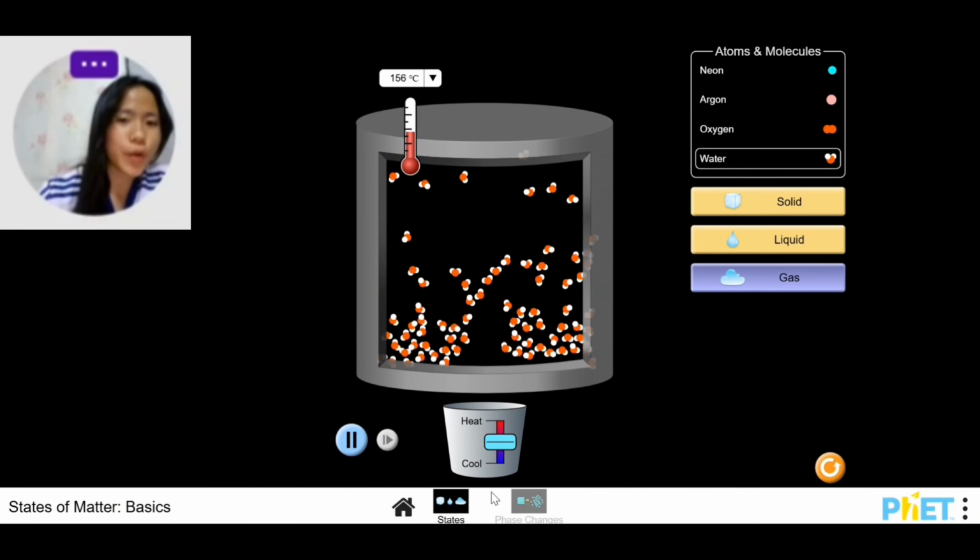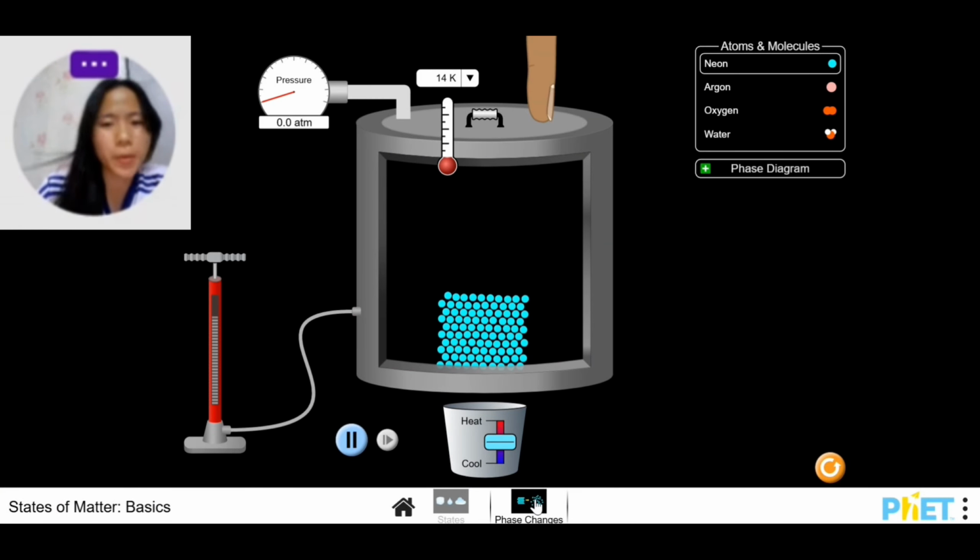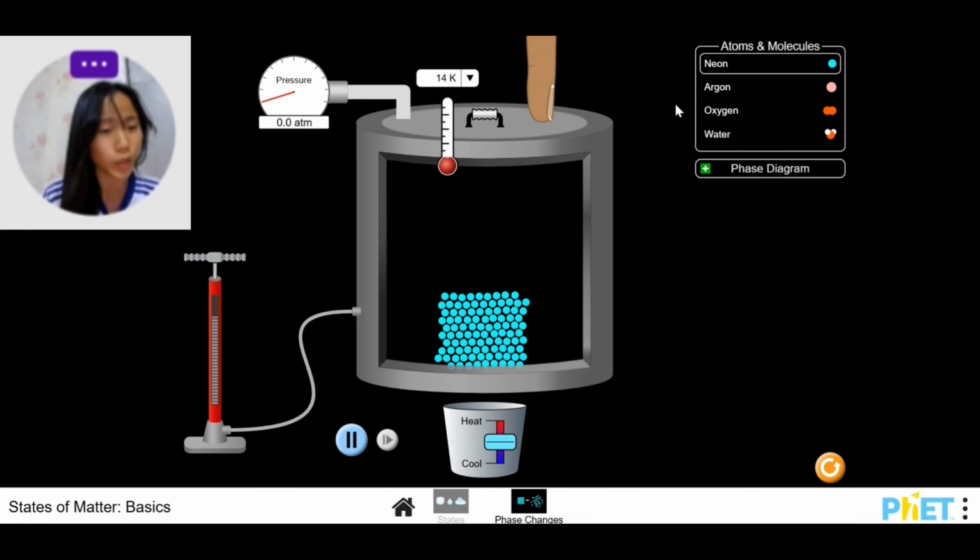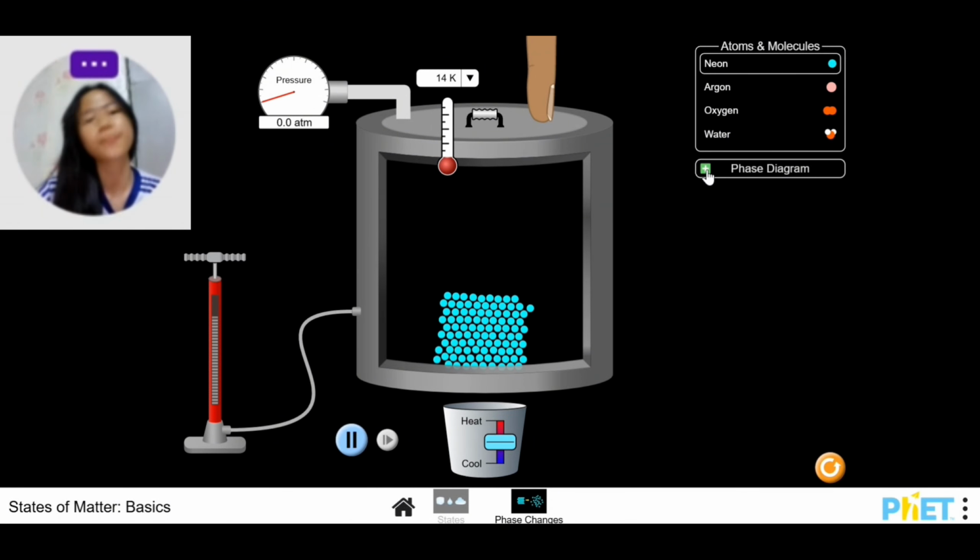So now I will take you through today's experiment, and we will be exploring the phase changes of substances using these interactive simulations. We will observe how temperature and pressure influence the state of matter and see the substances transition between solid, liquid, and gas. Let's take a look at our setup.